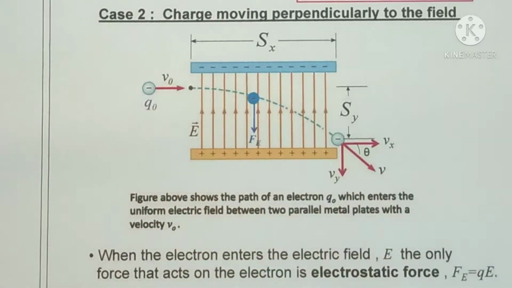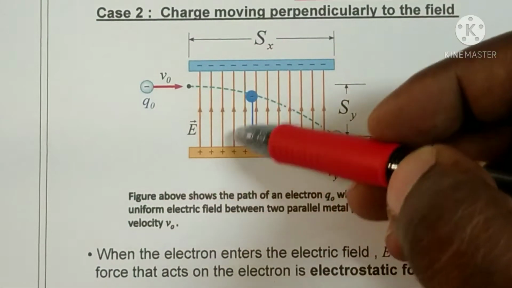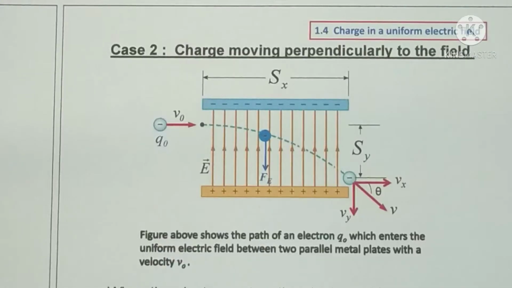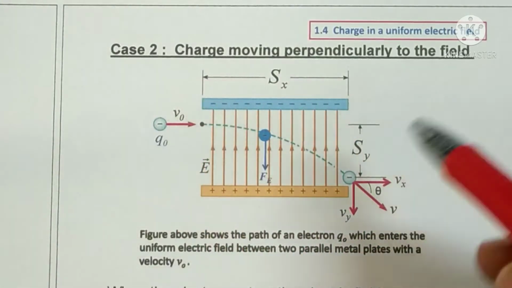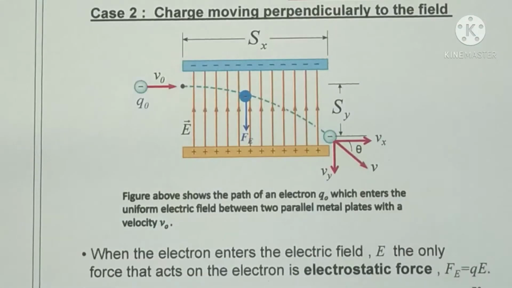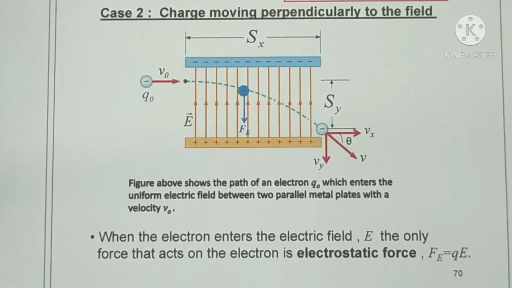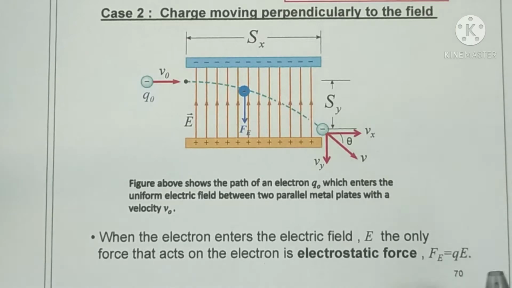Looking into this figure, we can see how the electron is projected horizontally into a uniform electric field, which is directed upward. The initial speed of the electron is V0, and the position of the electron at time t is Sx and Sy. When the electron enters the electric field E, the only force that acts on the electron is the electrostatic force, which is F equals qE.